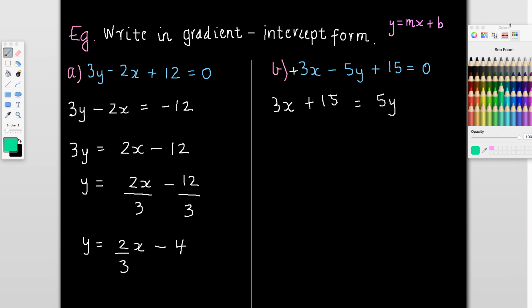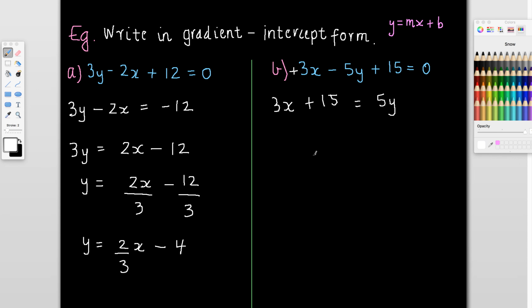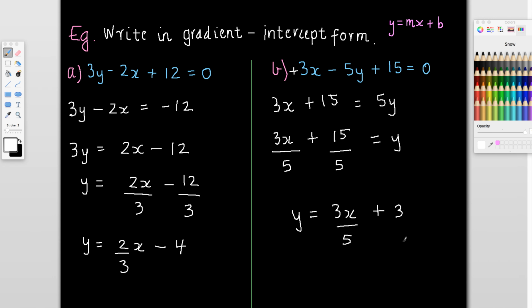Oops, I want my white back. There we go. So 3x on 5 plus 15 on 5. Again, you can do it all over 5 and then simplify. It won't matter. And finally, I'll simplify from here. 3x on 5 will stay like that. 15 on 5 is 3. So there's my gradient intercept form from the general form.